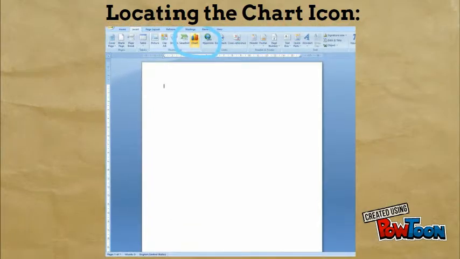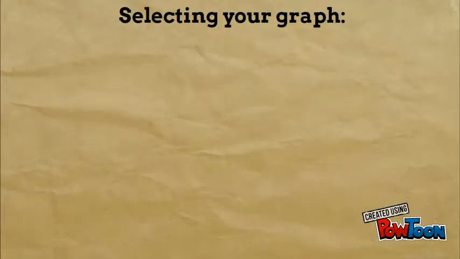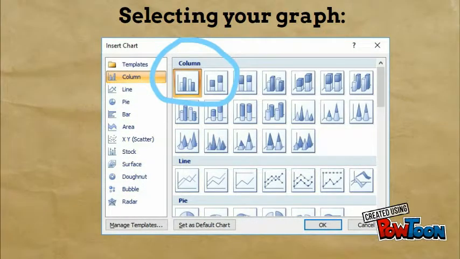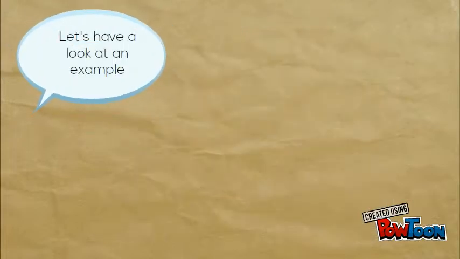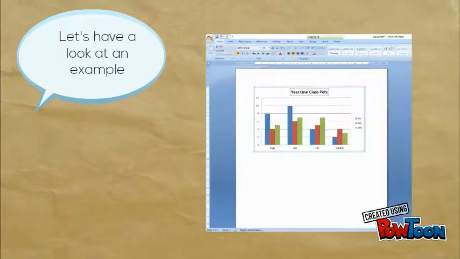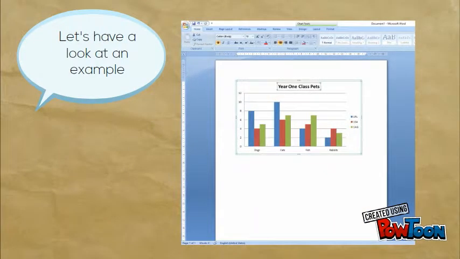You will now select the chart icon. Up will pop a selection of graphs that we can use to record our data. We are going to select a clustered column graph. Here you can see an example of what a column graph looks like using Year 1 class pets.